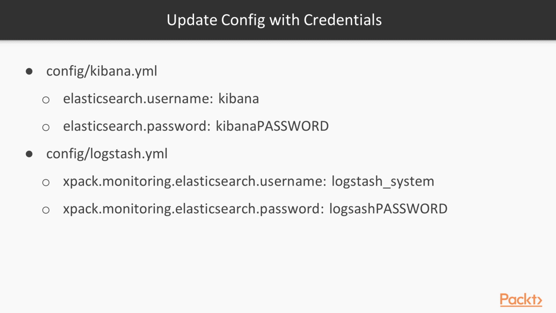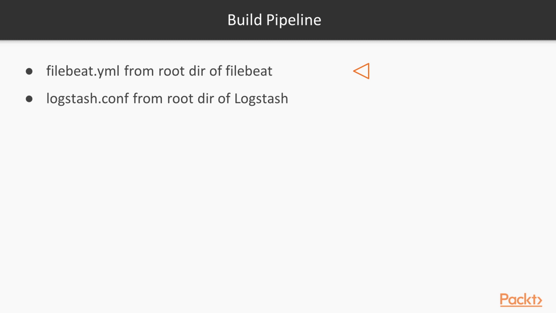Note that each one of these YML files are located in the root directory of their respective service under the config subdirectory. So Kibana.yml is, for example, located in the Kibana root directory within the config subdirectory. Now we move to building a pipeline. These steps necessarily include, first off, updating the filebeat.yml file, which is located in the Filebeat root directory, and the logstash.conf file, which you will create and save in the Logstash root directory.